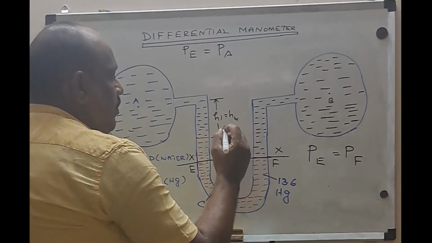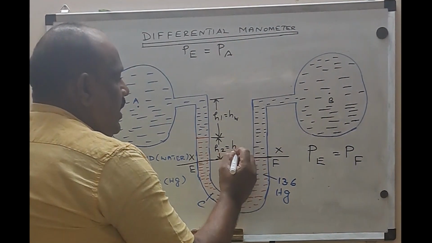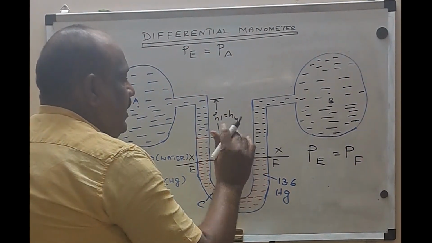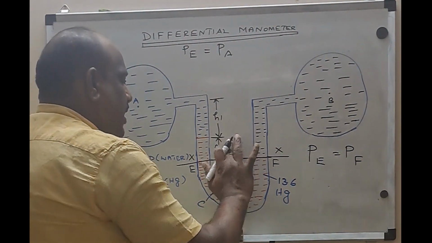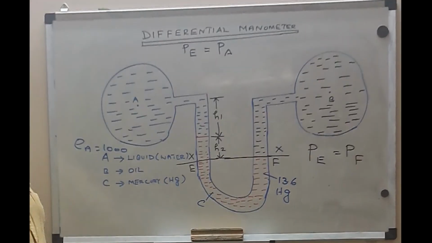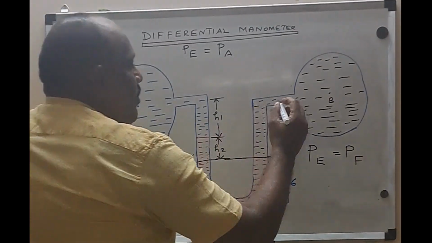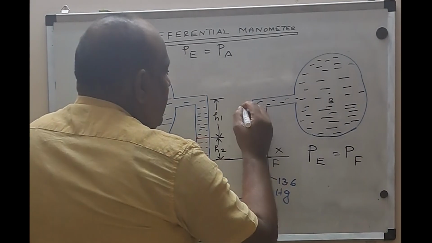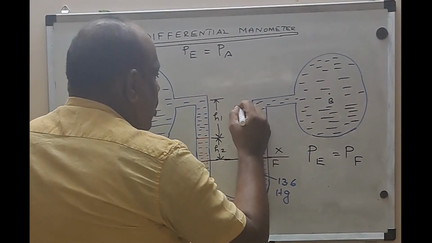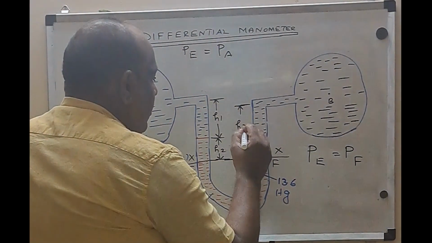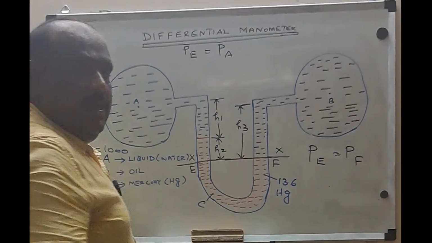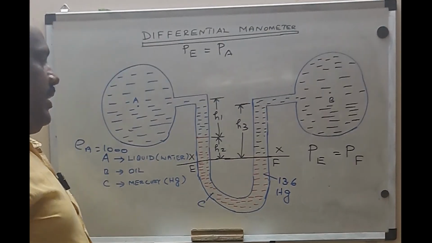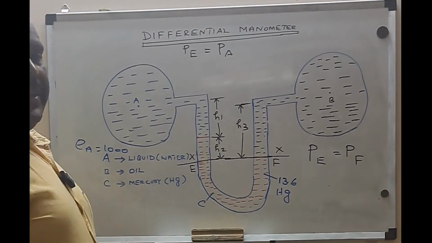Let us call this H1 the height of the water column, and this the height of the mercury column. Otherwise we can leave it, and just have H1, H2. Nothing wrong in that. And similarly, from the center point of B to this height, we can call it H3. Now let us try to find the pressure at E.